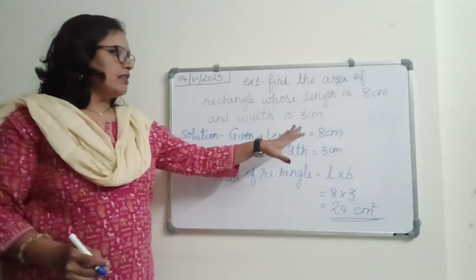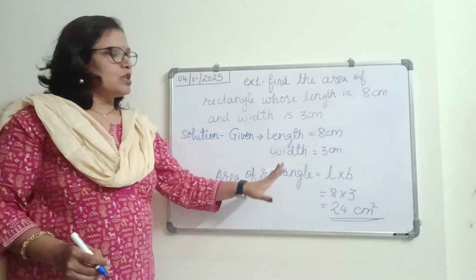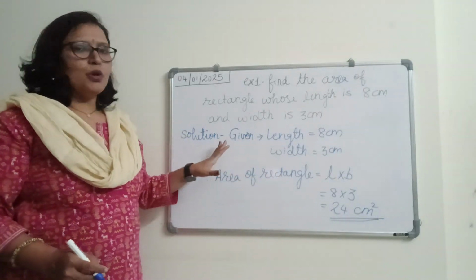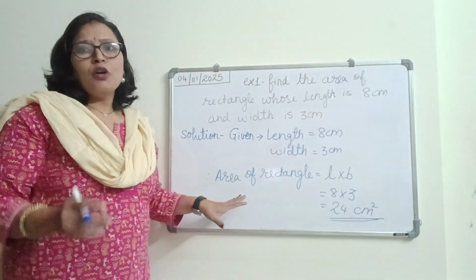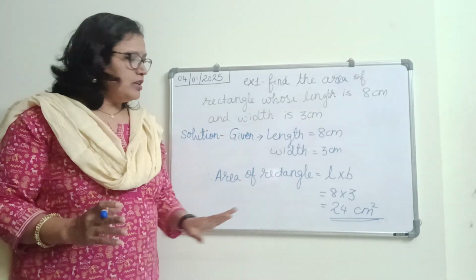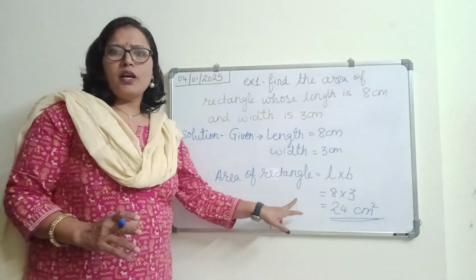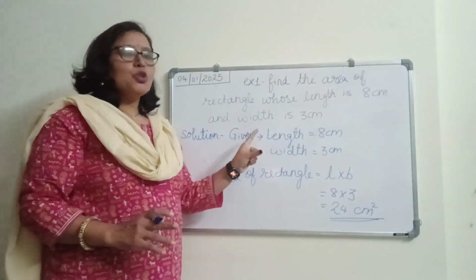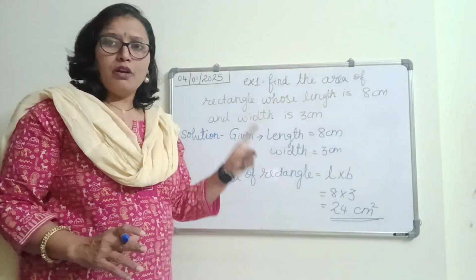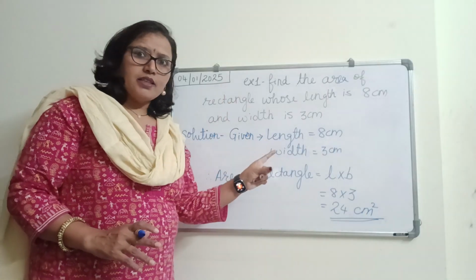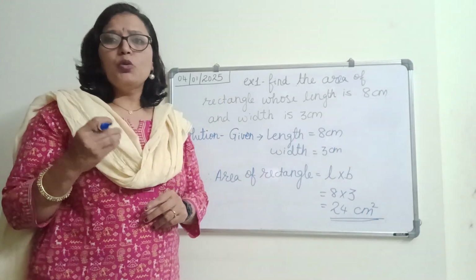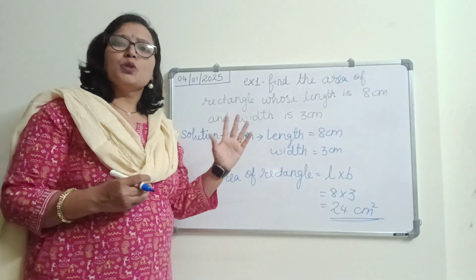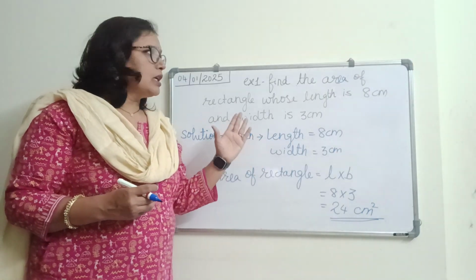So when the length is given and width is given, you can easily find the area of the rectangle. You have to remember the formula. The formula is very important, because once you remember the formula, you just have to insert the values. But before that, you should know what is given, then what they are asking. If you read the question 1 or 2 times, you will definitely get the idea how to solve the given exercise.